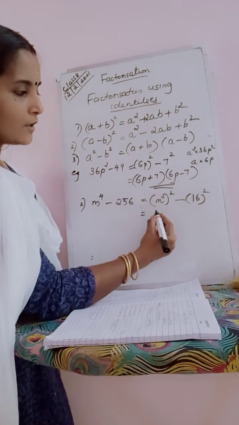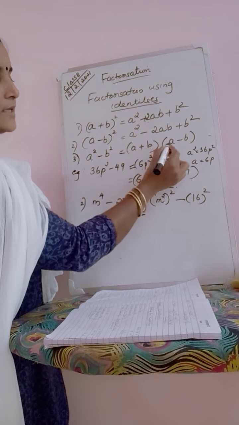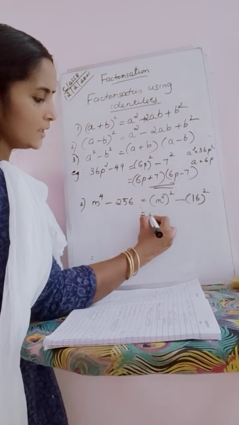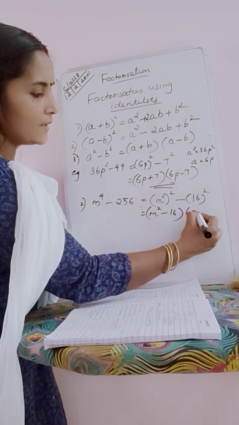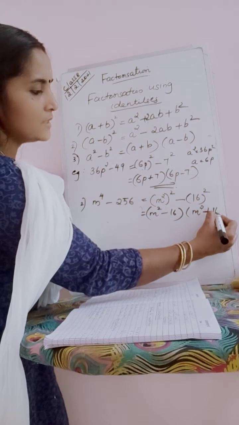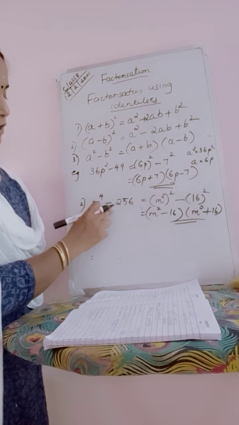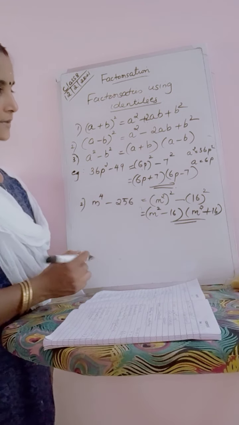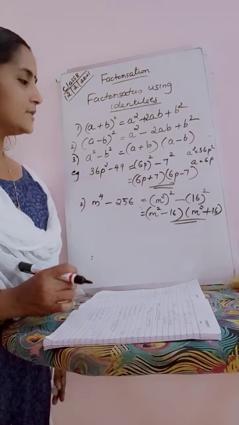So m square the whole square minus 16 square means a square minus b square. What is a square minus b square? a plus b into a minus b. So m square minus 16 into m square plus 16, and these are the factors of the given expression.